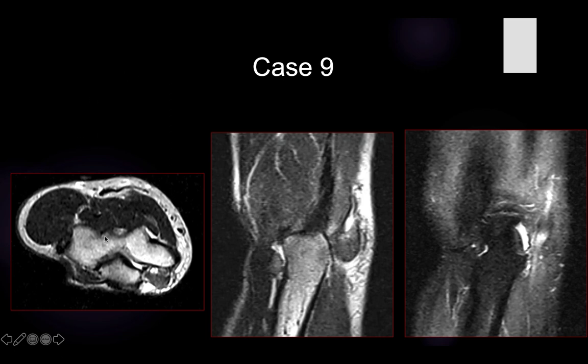Okay, in this example, we can see there is an abnormal signal involving the ulnar nerve in the cubital tunnel. We can see here this is the ulnar nerve, and it is swollen and showing a high signal. And if we see here, there is an overlying accessory muscle. This is not a normal structure. It is usually not present. Usually, the ulnar nerve is not covered by such a structure.